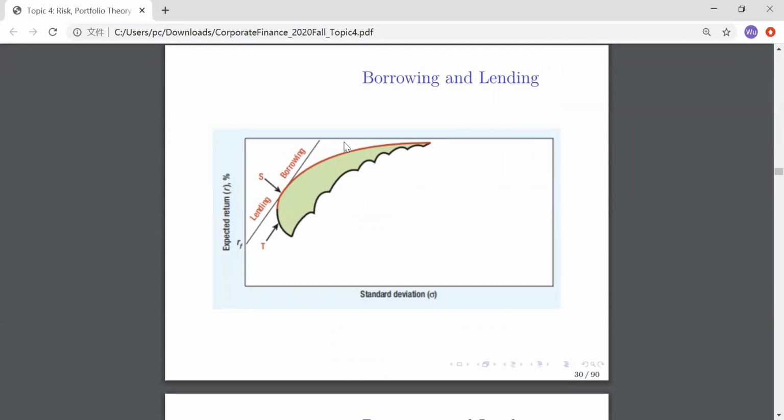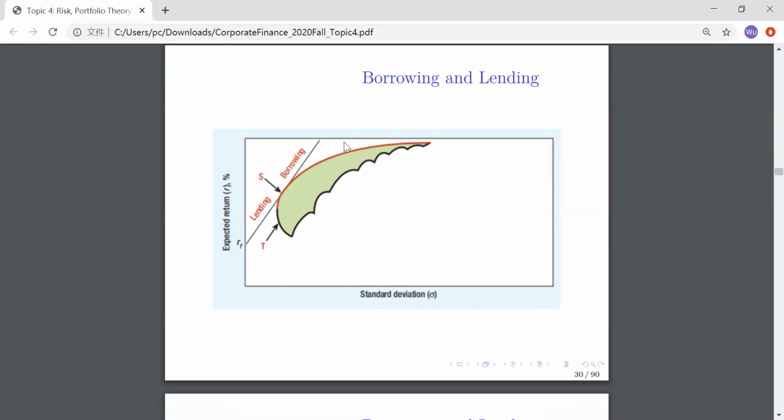Now we still need to figure out, in other words, the budget constraint, right? So why would the budget constraint matter? Because the budget constraint tells you how much you should allocate to risky assets and how much you should allocate to the risk-free rate. So that depends on your risk preferences, of course, right?